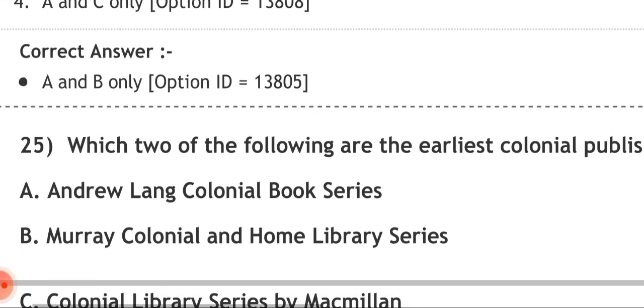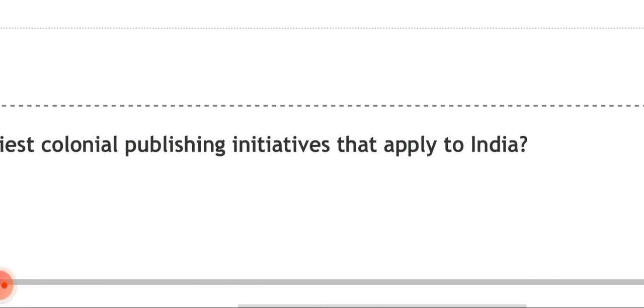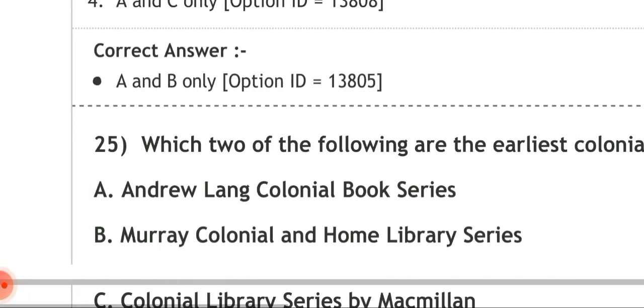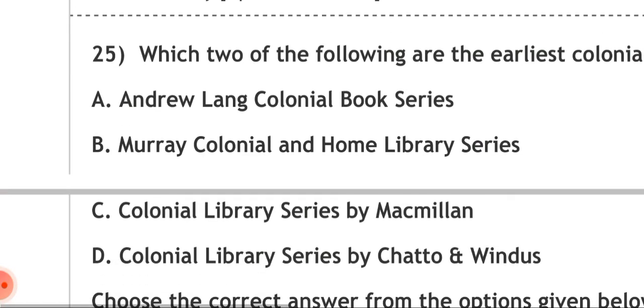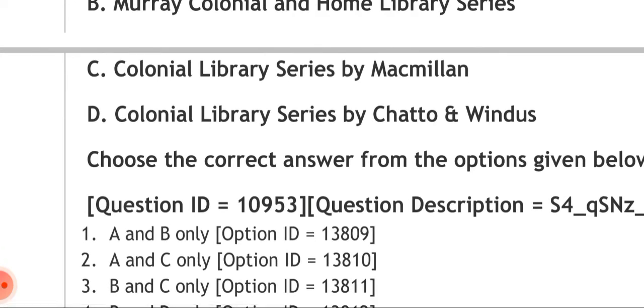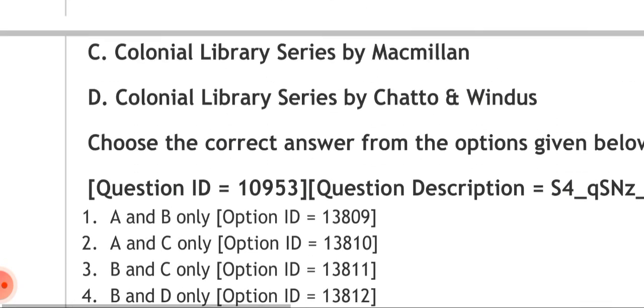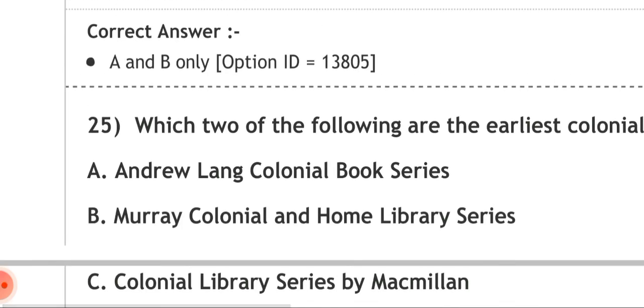Next question. Which two of the following are the earliest colonial publishing initiatives that apply to India? Number A saying Andrew Lang Colonial Book Series. Number B, Murray Colonial and Home Library Series. Number C saying Colonial Library Series by Macmillan. Number D saying Colonial Library Series by Chatto and Windus. So the correct answer will be A and B only, A and C only, B and C only, B and D only. So the correct answer is A and B. That means Andrew Lang Colonial Book Series and Murray Colonial Home Library Series.